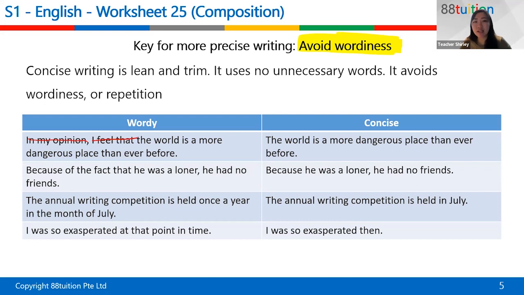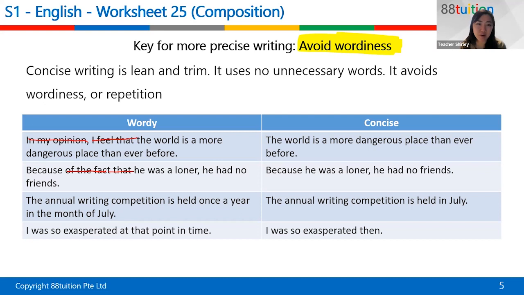Okay, now next one, "because of the fact". You can just say "because". "Of the fact" is quite redundant here. So, "because of the fact that he was a loner, he had no friends." You can say "because he was a loner, he had no friends."